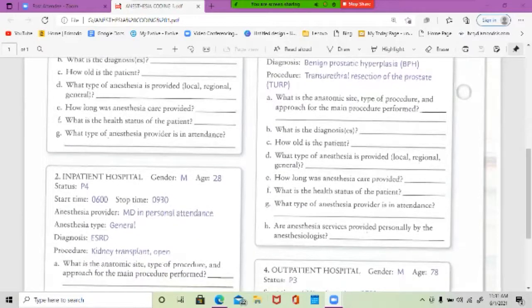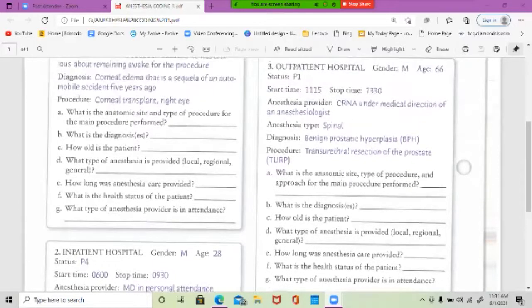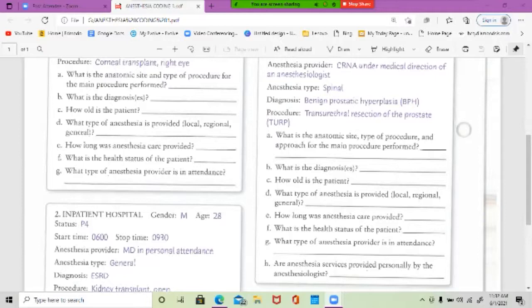Okay, what is the health status of the patient? Oh, wait a minute. How long was the anesthesia care provided? I can't see it on my screen. 11, 12. So what does? It's 1 hour and 45 minutes. Okay, because I couldn't see it. I know it was 1 hour and something. Sorry, I wish I could make it clearer, but this is as good as it is.